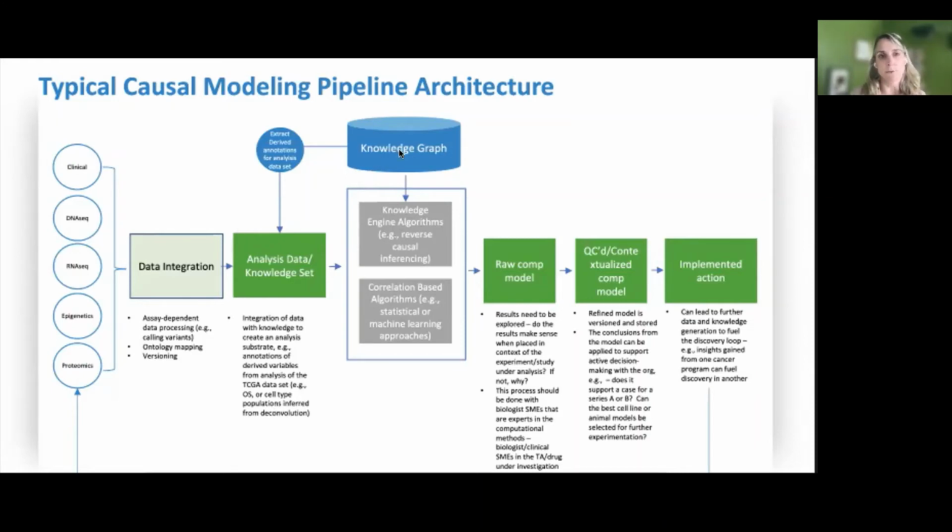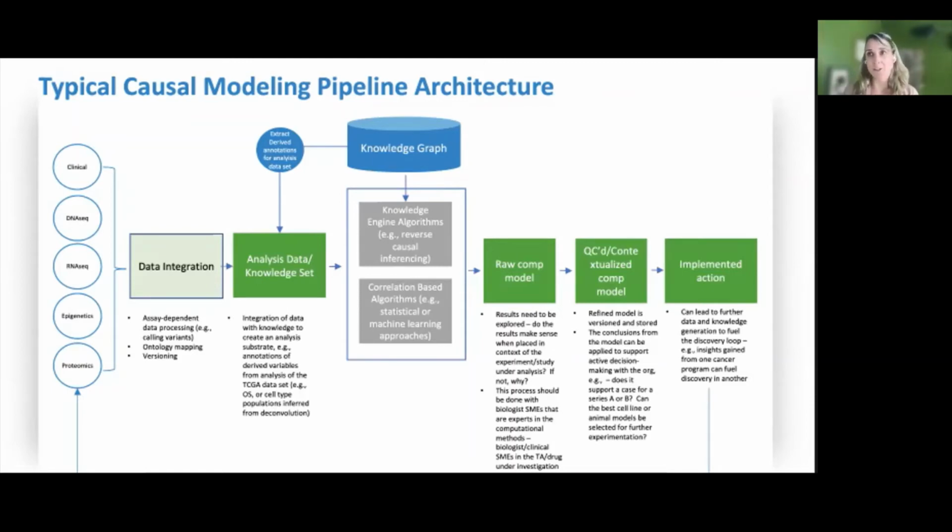And then also there's the knowledge graph that we have, and it's this combination of analysis-ready data and knowledge that is fed into the reasoning engine. What we're talking about here are knowledge-driven algorithms, but we can also use other algorithms here that are entirely correlation-based or data-driven. The output of this is what I would say is a raw computational model. I would say that this is insights. This might be a list of potential explanatory hypotheses, like the transcriptional activity of AR for the data.